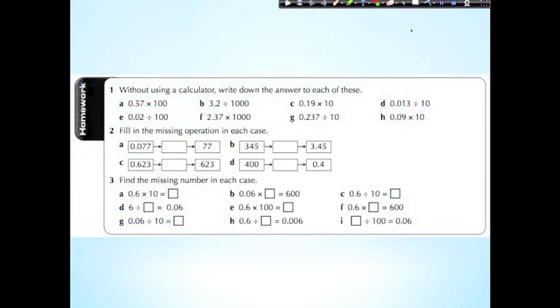Here is the homework. Okay, so it's all a similar thing to what we've been doing in the lesson, but it just gives you some more practice.